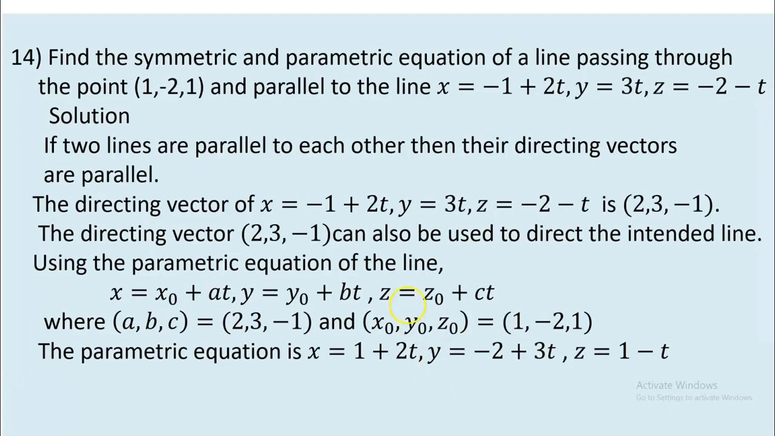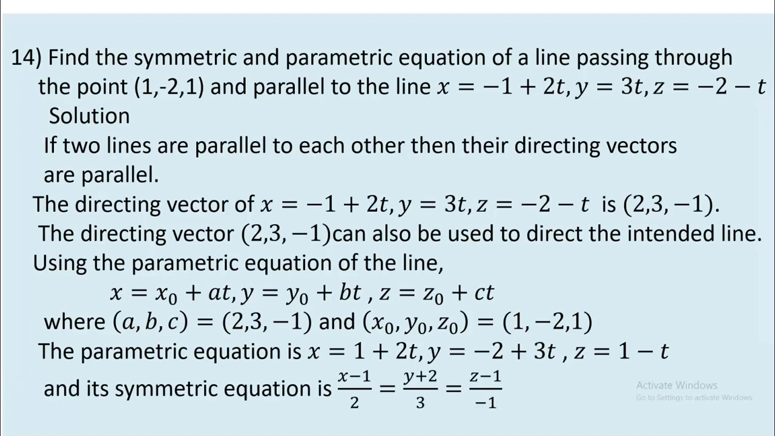So in order to solve for t, for the first one, for instance, you can move 1 to the left and have (x - 1)/2. For the second, you can have (y + 2)/3, moving -2 to the left, divided by 3. And for the last one, you can move 1 to the left and divide the whole by -1, (z - 1)/(-1). So the symmetric equation of the line can be as you see.